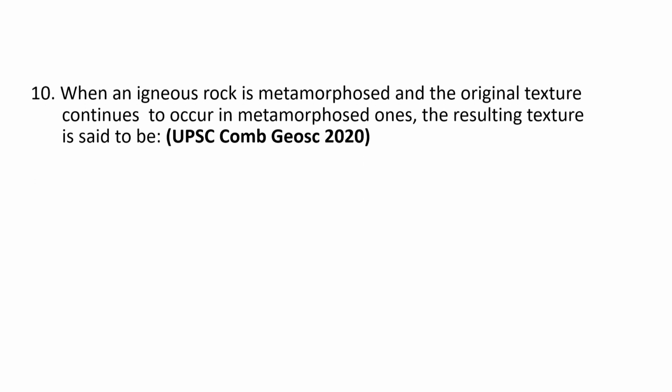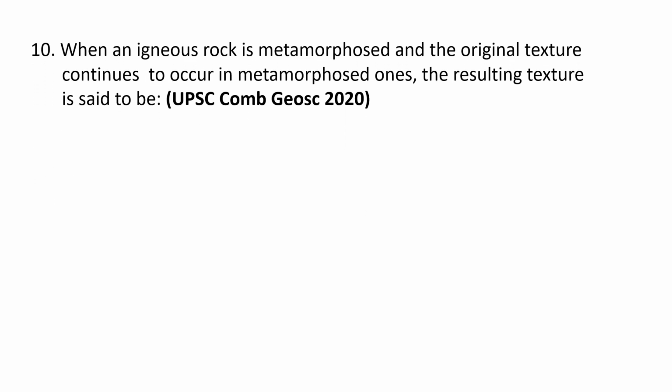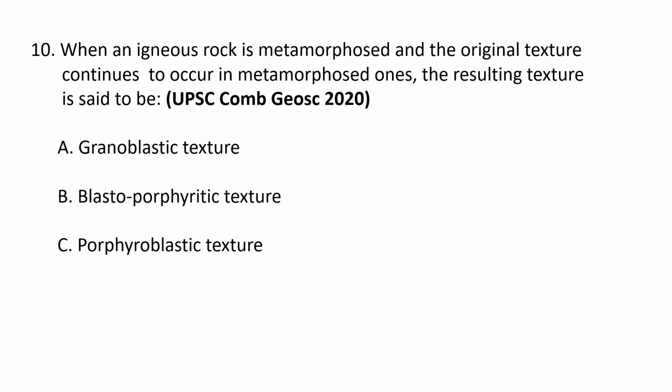Next question. When an igneous rock is metamorphosed and the original texture continues to occur in the metamorphosed one, the resulting texture is said to be A. Granoblastic texture, B. Blastoporphyritic texture, C. Porphyroblastic texture, and D. Xenoblastic texture.